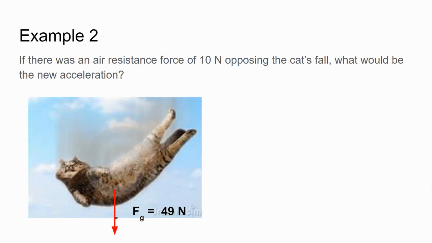Now, the air resistance force is opposing the cat's fall. So since the cat is falling downward, air resistance is upward, and that's 10 newtons. Now, if we use Newton's second law to find the acceleration, I know that the net force is equal to mass times acceleration. In this case, I'm going to call down positive because I know that the cat is accelerating downward. Remember, it doesn't really matter what direction you call positive as long as you keep your signs consistent. So if I call positive downward, that means the force of gravity is positive, and then I'm going to subtract the force of air resistance because that's a negative force. So I have force of gravity minus the force of air resistance is equal to mass times acceleration.